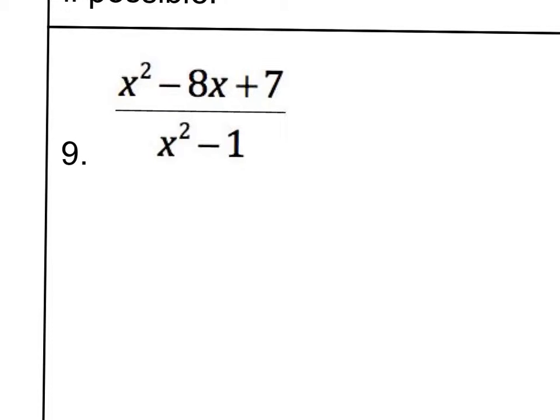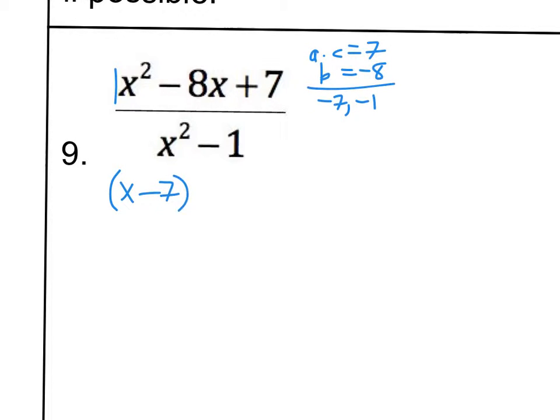Next up, we've got some rational expressions. The first thing we got to do is factor and then identify some excluded values, and then finally do some reducing if we can. Both the top and the bottom of this are factorable. For the top, a times c is going to be 7, which means we got a b of -8. Looking for things that add up to -8, multiply to 7, that's going to be -7, -1. Since we have a 1 out front, we can use the shortcut, x minus 7 and x minus 1.